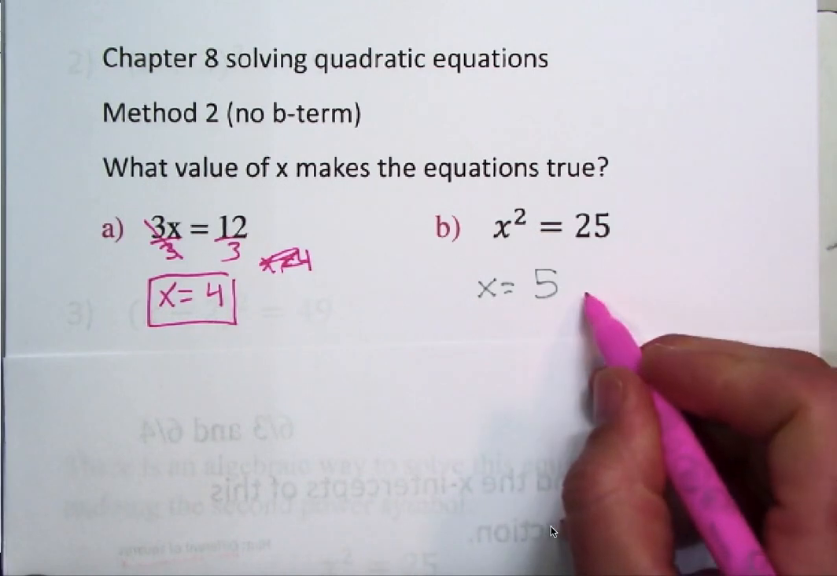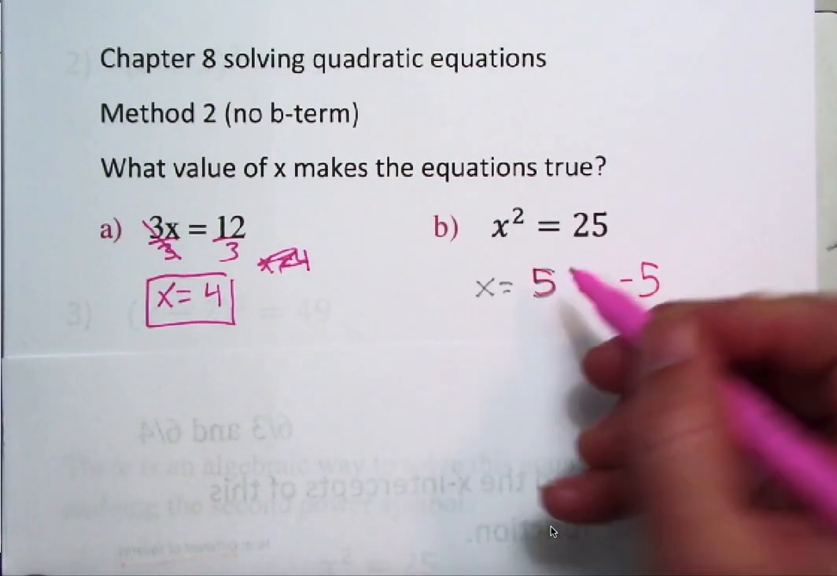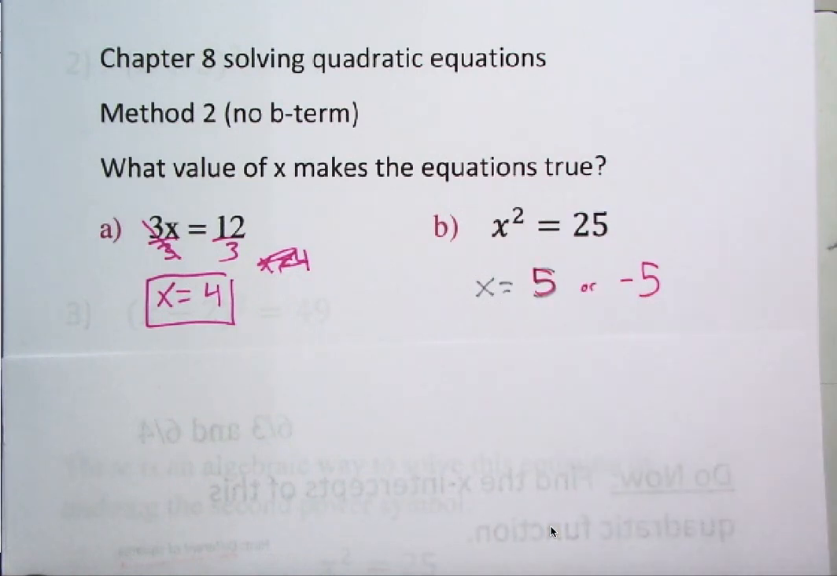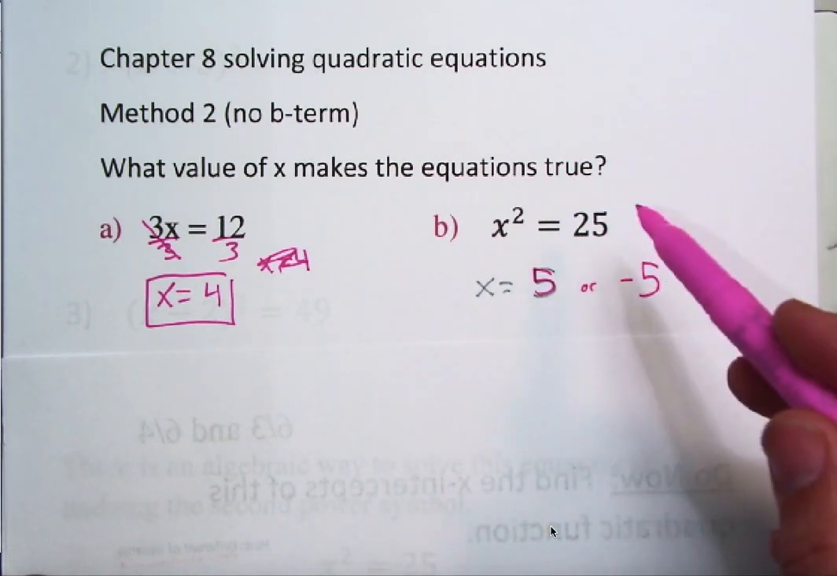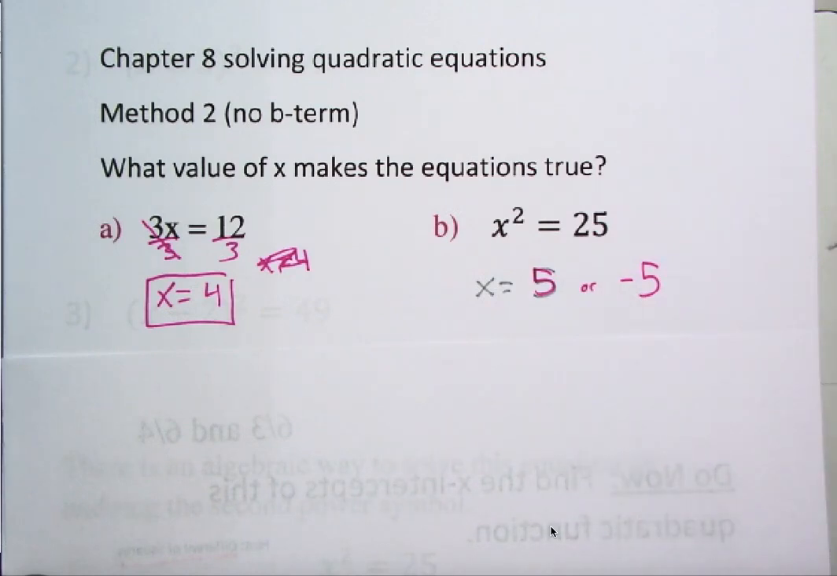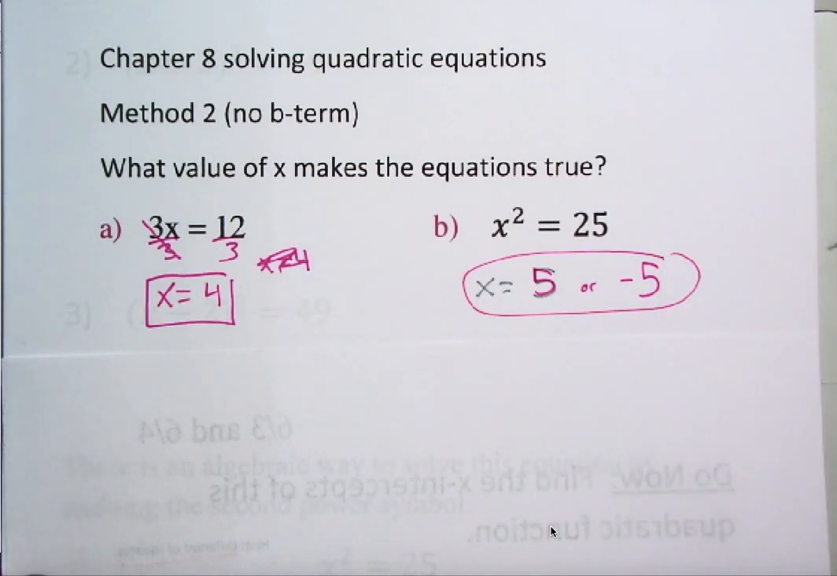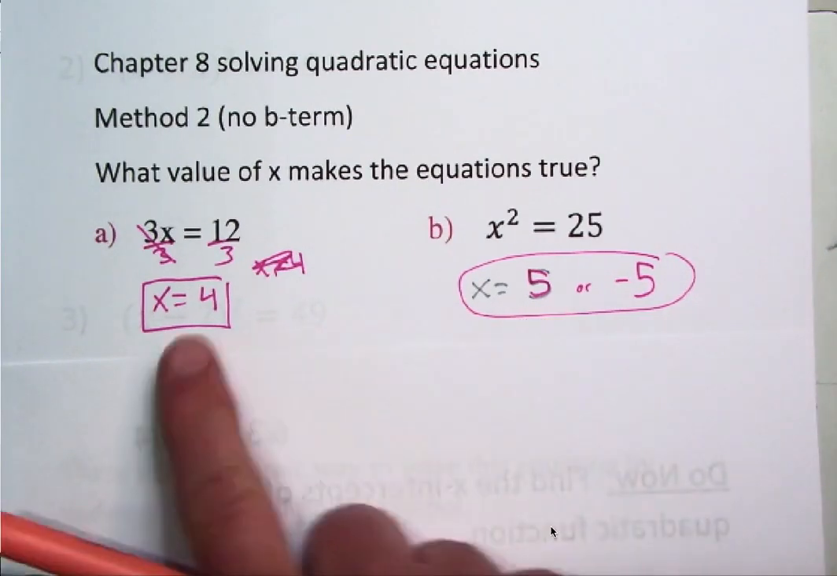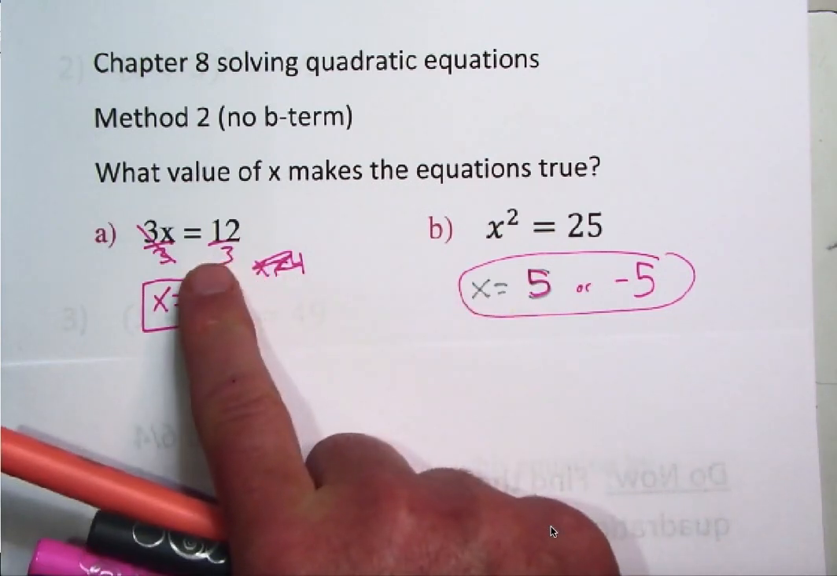And someone would say, oh yeah, negative 5 also works. And I'd be like, yes, why does negative 5 work? Well, negative 5 times negative 5 is 25, right? Because a negative times a negative is a positive. So this equation has 2 values that make it true, either 5 or negative 5. Sound good?